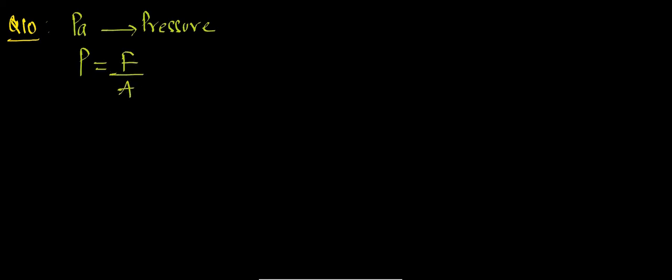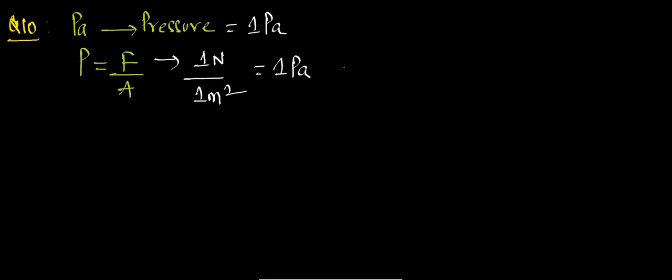Okay, what was the question saying? Pascal value is 1, that means pressure is 1 Pascal. 1 Pascal means pressure value is 1. So when will pressure be 1? If the numerator force is 1 Newton and the denominator area is 1 meter square, then pressure also will be 1. If the force acting is 1 Newton and the area is 1 meter square, then 1 by 1, the answer also will be 1 Pascal. Yeah, ma'am. It means 1 Newton acting per 1 meter square. So what is the answer now?